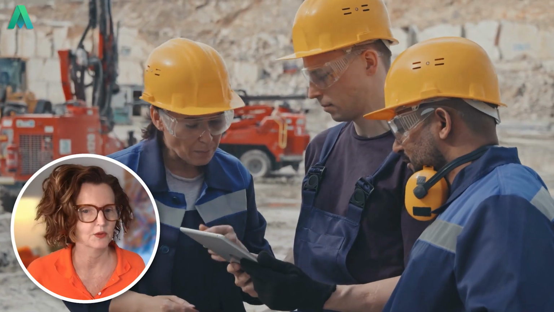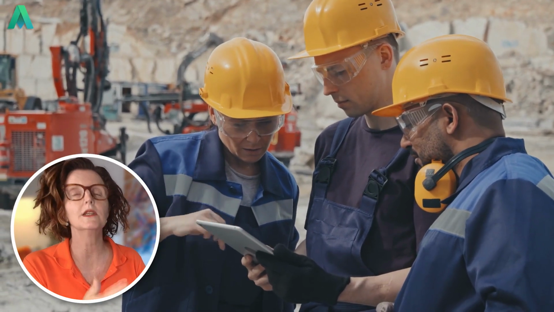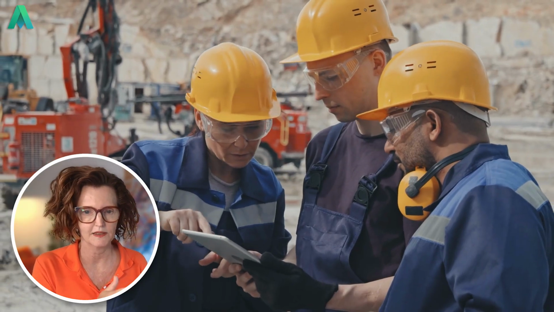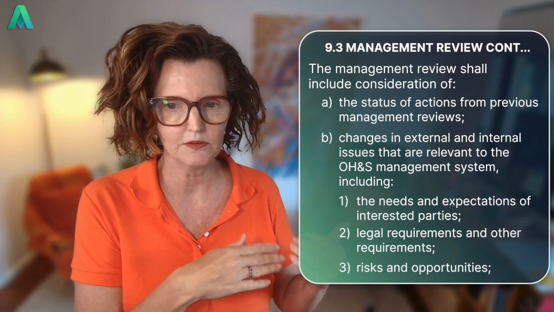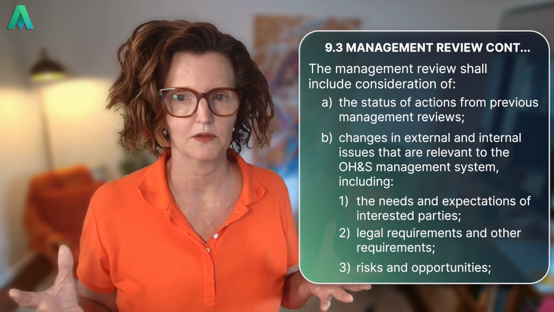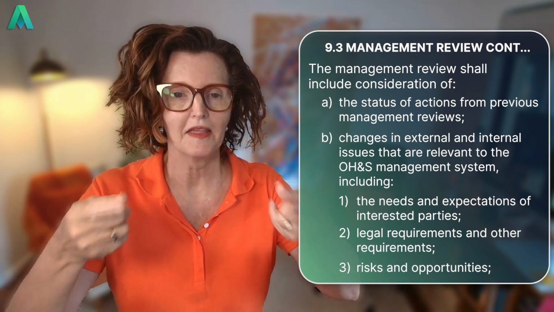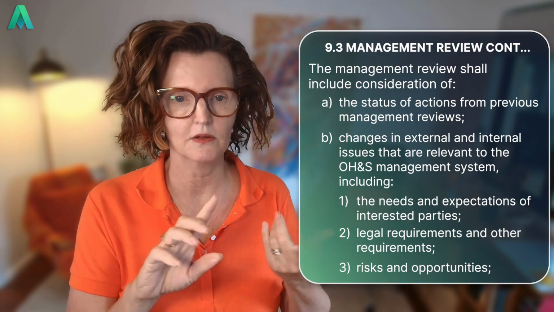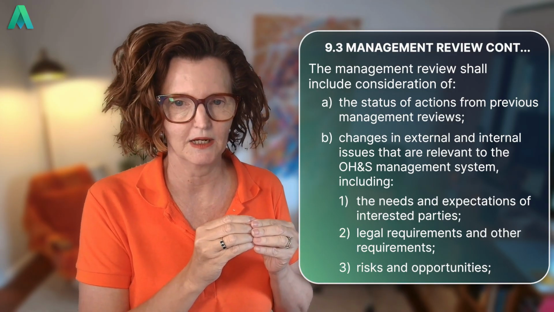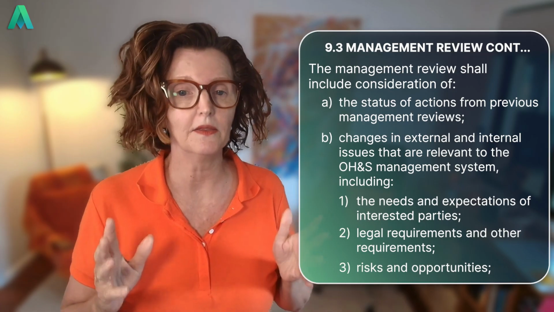So now all you're doing is looking at what was the outcome of 4.1. What did you identify as these external and internal issues? And then go, well, are these still relevant? Have they changed? It's as simple as that. Then it goes on to, as I mentioned, 1, the needs and expectations of interested parties. So that's clause 4.2. You've already done this as well.